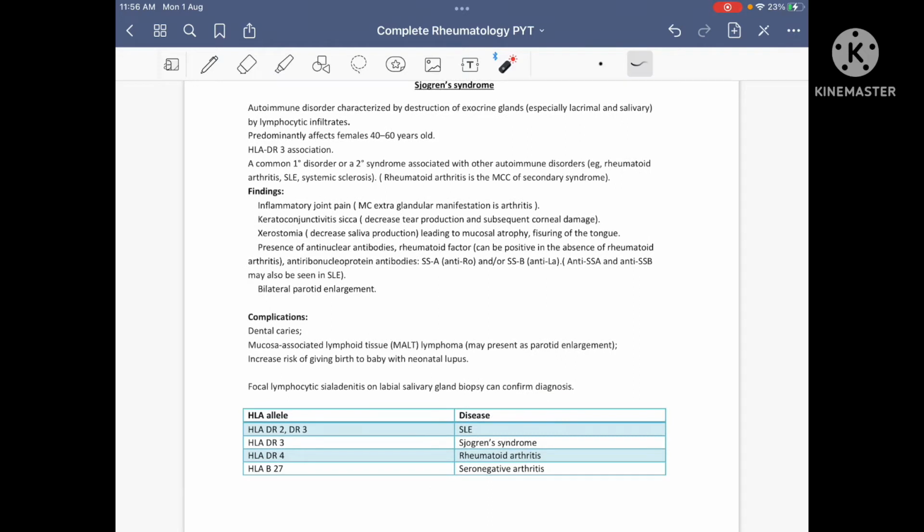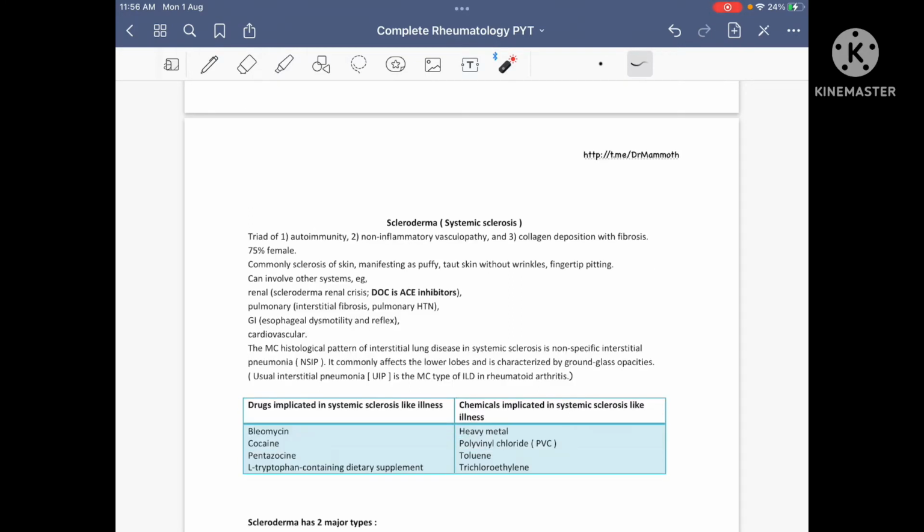The HLA is a very commonly asked topic in NEET PG. You can watch the YouTube video from Dr. Nikita. She has the mnemonic video for HLA. DR2 and DR3 are associated with SLE. DR3 is also associated with Sjögren. DR4 with rheumatoid arthritis and B27 with seronegative arthritis.